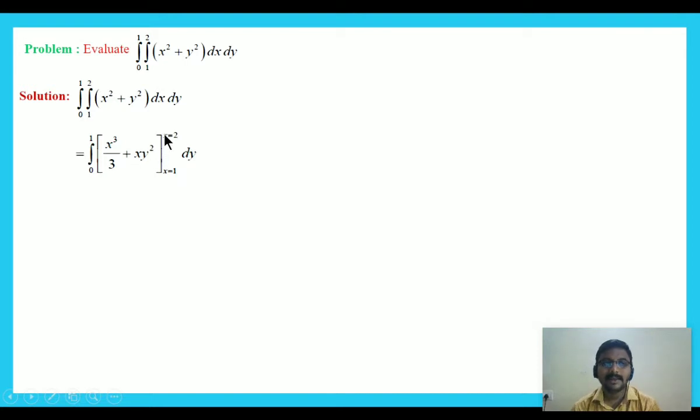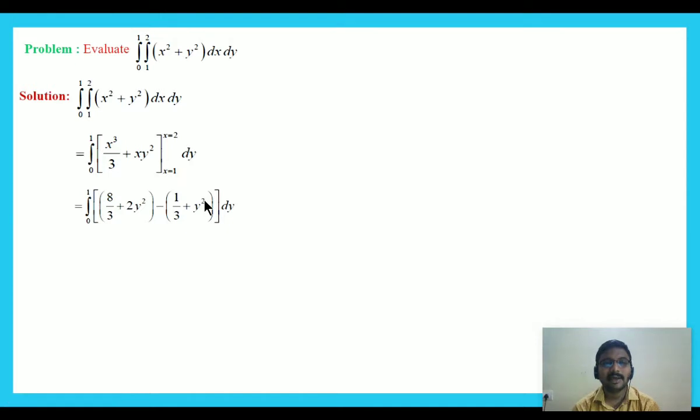We have to replace these upper and lower limits in place of x, because the inner integral limits are related to x. So substituting the upper limit, we get 2 cubed by 3, that is 8 by 3, plus 2 into y square, which is 2y square, minus the lower limit. What is the lower limit here? 1. Substituting the lower limit, we get 1 cubed by 3, that is 1 by 3, plus 1 into y square, which is y square.